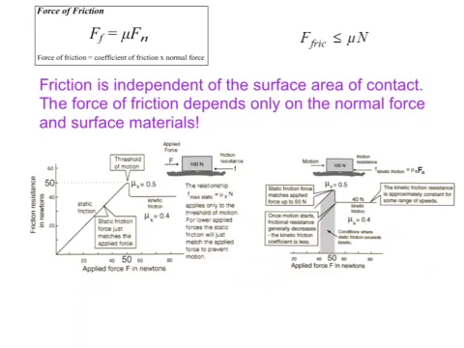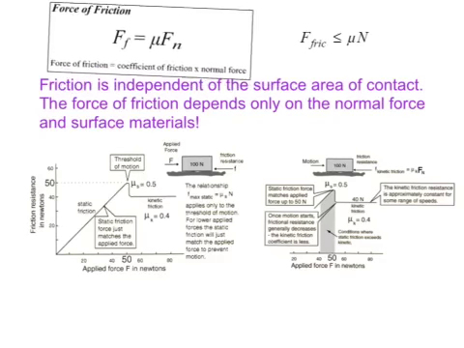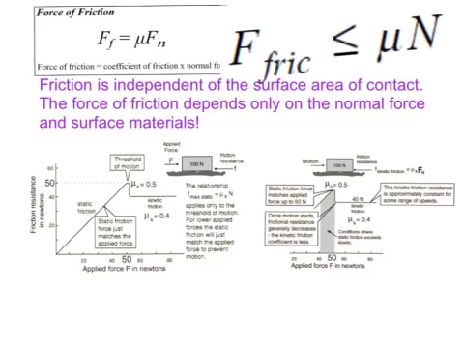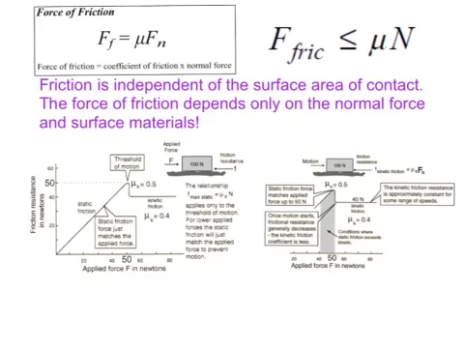Okay. So we can take our two expressions for those coefficients of friction and generalize them and come up with a single expression for frictional forces right here. So the force of friction is equal to the coefficient of friction times the normal force. Your equation sheet reports this relationship this way, where the force of friction is less than or equal to the coefficient of friction times the normal force.